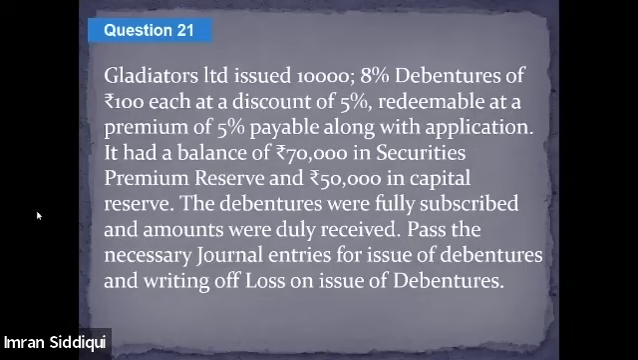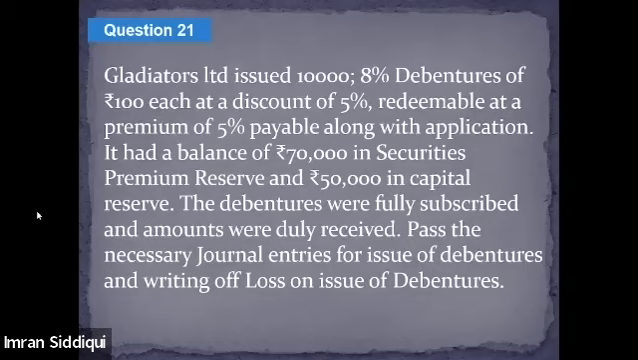So could you please tell me the entries again? Last one. Statement of profit and loss account debit. Security premium reserve account debit. Loss on issue of debenture. Can we see that? Yes, sir. And to premium on redemption of debenture.